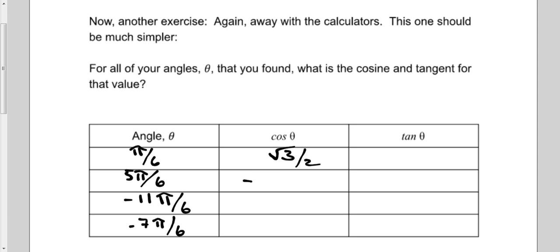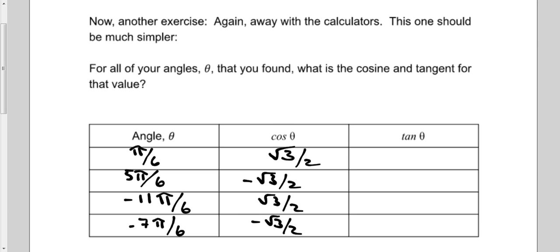Okay, so then this is negative root 3 over 2. What about negative 11 pi over 6? I start here, and I'm going negative, so I'm going down, and I go here, right? So that's going to be positive cosine, right? So that's going to be root 3 over 2. And then 7 pi over 6, I'm starting right here, going this way. This is pi, and then another 1/6. So I'm in this quadrant again. So positive or negative cosine? Negative cosine. Negative root 3 over 2.